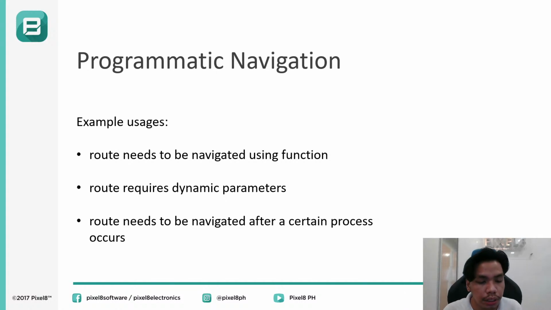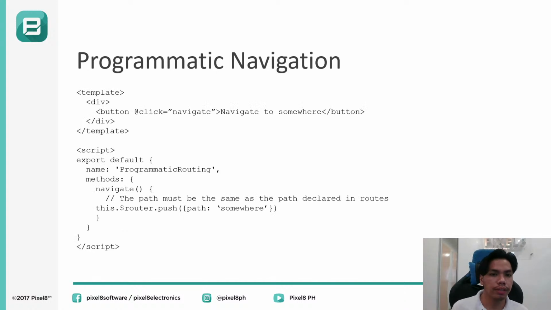Another use case would be when the route needs to be navigated after a certain process occurs. Another example would be a purchase. If you purchased something online, it definitely won't send you to a thank you page immediately, right? Or let's say you went to a certain page but it is not serving that page anymore, so they redirect you back to another page instead. You can achieve that using programmatic navigation. So how do we achieve that?